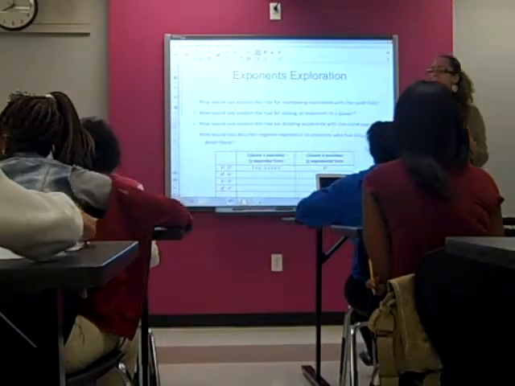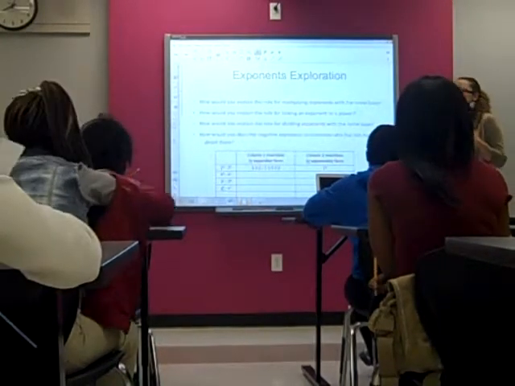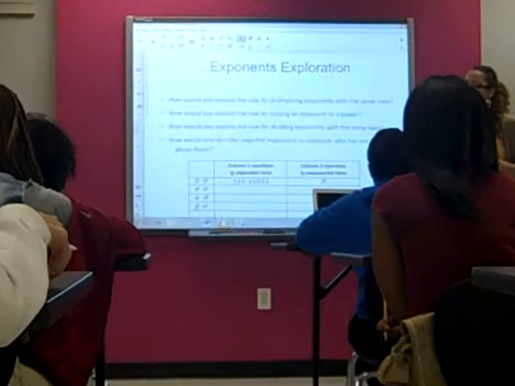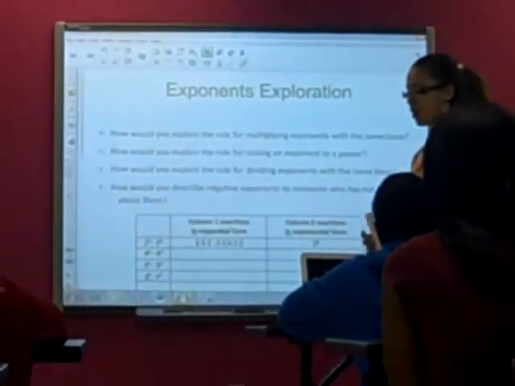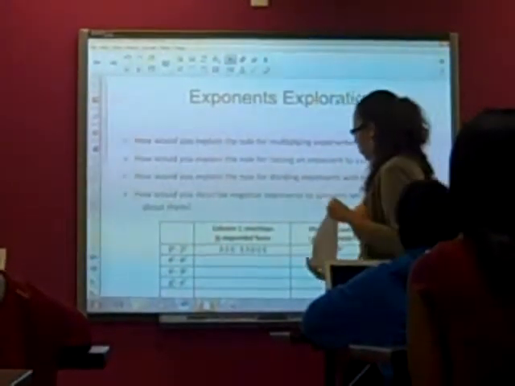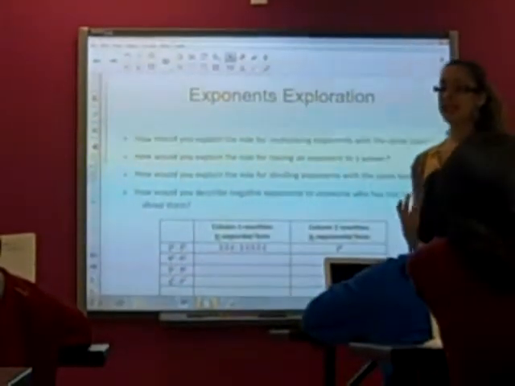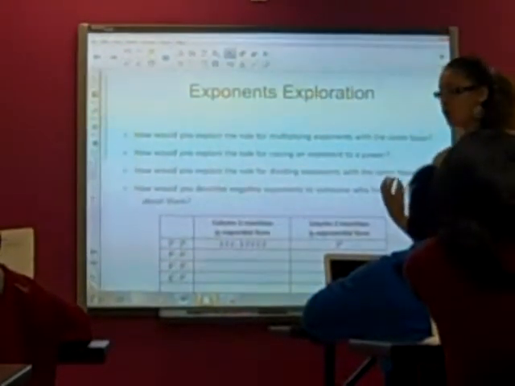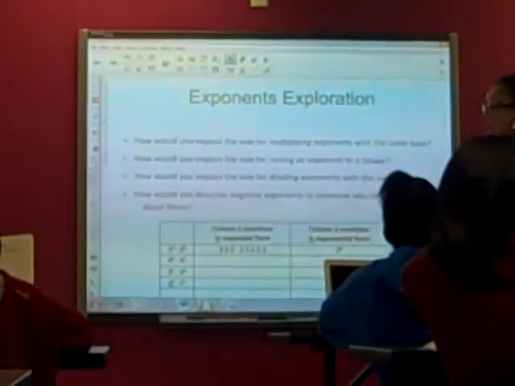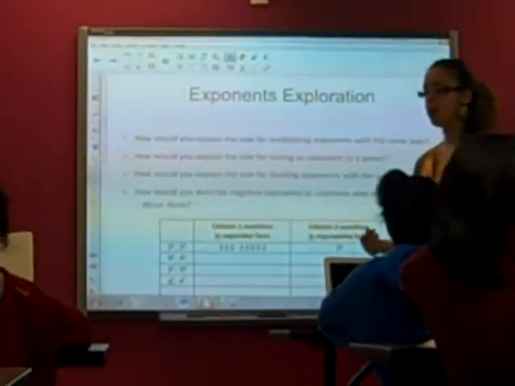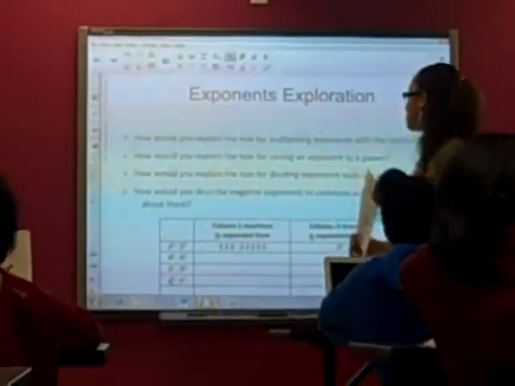So here, the exploration activity, what I want you guys to do is work on discovering what these rules are. Instead of me just telling you what the rules are, we're going to do the activities that are on here so that you can start seeing the pattern yourself. Hopefully that'll give you a longer-lasting understanding than me telling you the rules and you trying to memorize them rather than seeing and figuring them out yourself.